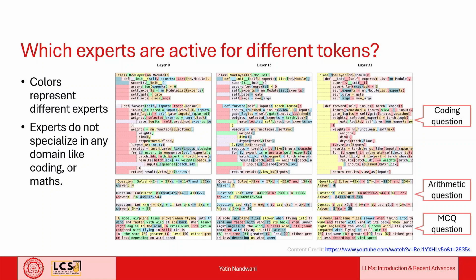So they have 3 examples from 3 different data sets. One is a coding question answer, the second is from an arithmetic question, and then an MCQ question, right? And each color here depicts a different expert, right? The only observation that they make is that, for example, these digits are getting routed to the same expert, right? Again, I don't know how to read this.